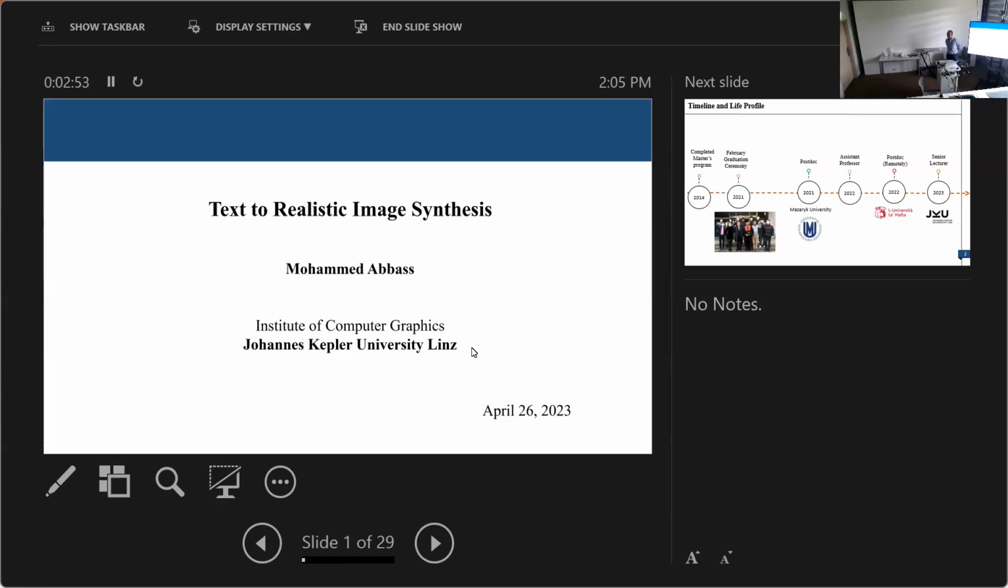Okay. Thanks, Oliver. I appreciate your kind introduction. Hello, everyone. Today's topic is text to realistic image synthesis.